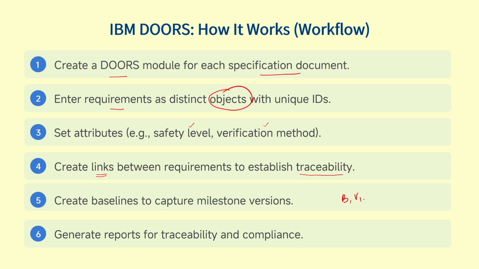Baseline, and how many versions you are going to move on. Okay, so that could be given in the fifth one. And the sixth is generating reports for traceability and compliance to go for auditability. So this is very important.